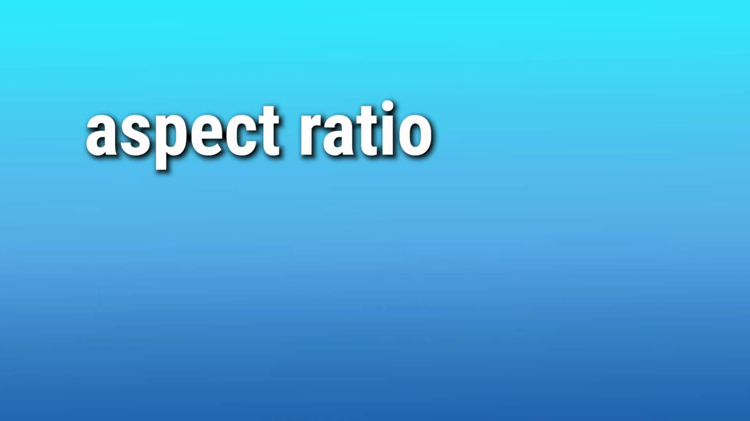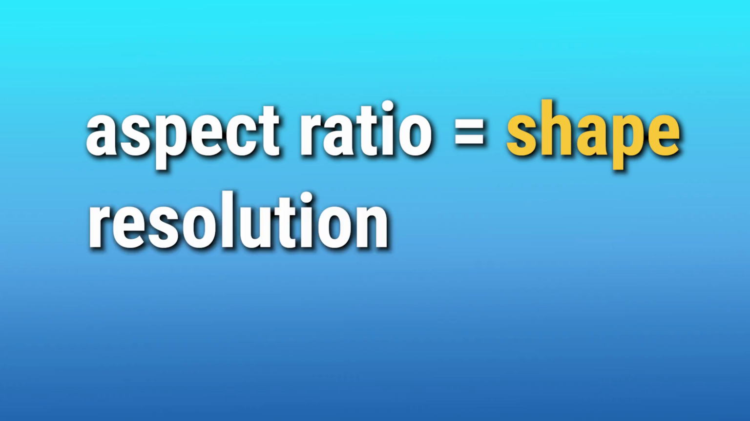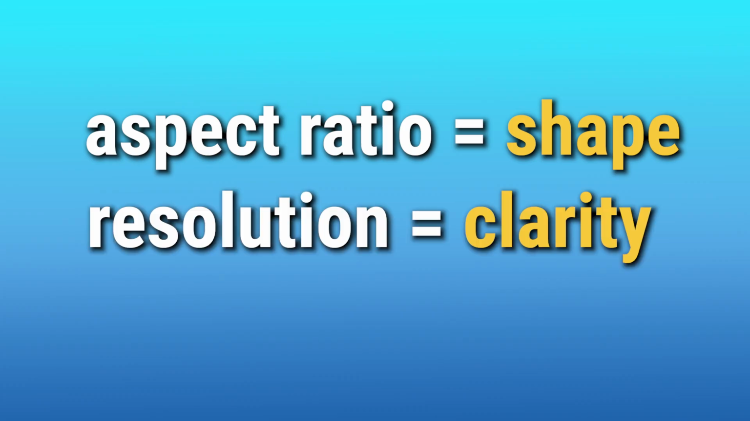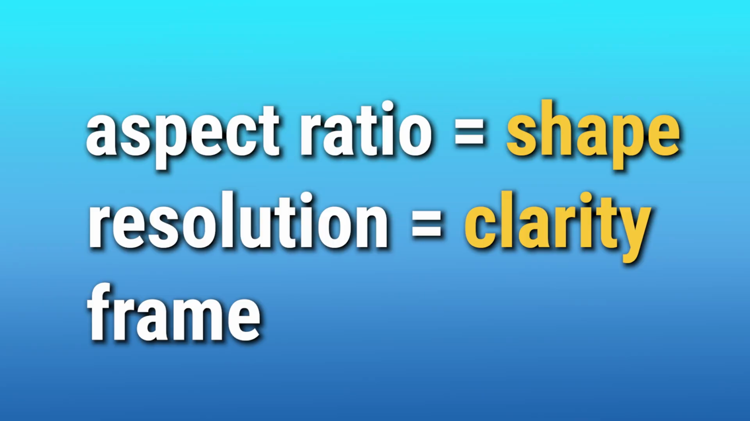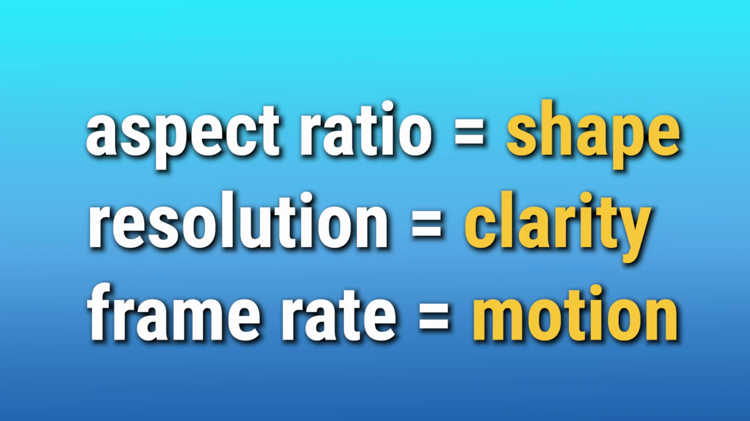Alright, so here's the cheat code to save into your brain forever for every time you edit. Are you ready? Here we go. Aspect ratio is the shape of your video. Resolution is the clarity or how sharp your video is. And frame rate is how smooth your video is or the motion of the video. Once you understand these 3 fundamental things to video, editing gets a little less confusing and exporting stops being as traumatic.